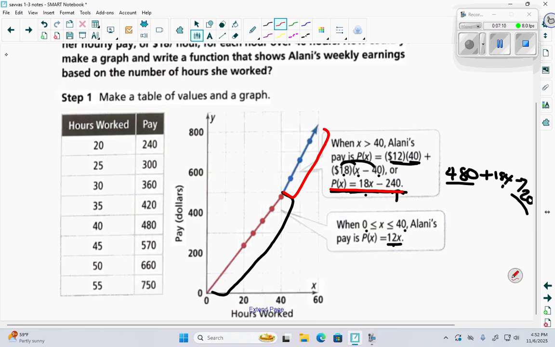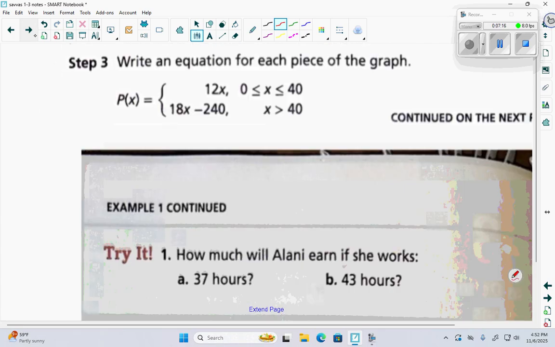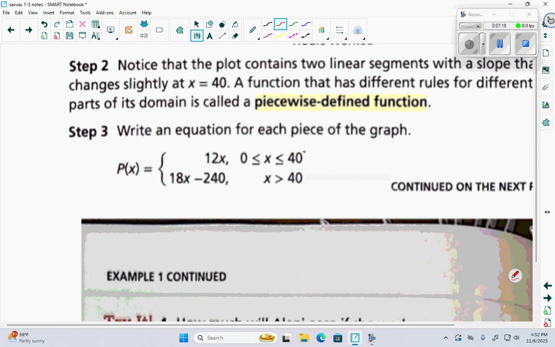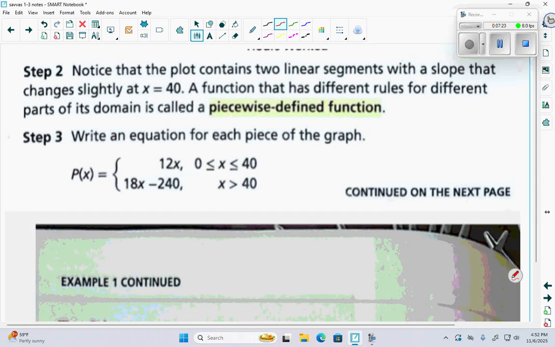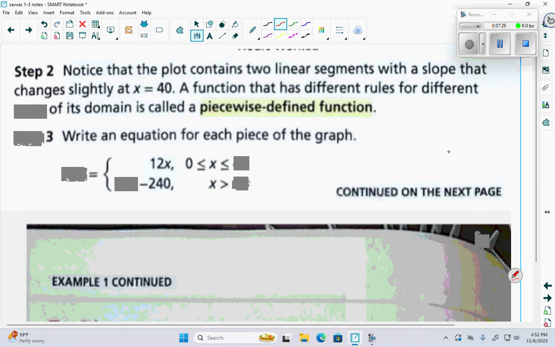I'm scrolling down, so this explains our new vocab word. Maybe go into the next page. It says, step 2, notice that the plot contains two linear segments with a slope that changes slightly at 40, which is the red and the blue part. A function that has different rules for different parts of its domain is called a piecewise defined function. So piecewise, this is what we're going to wind up doing.